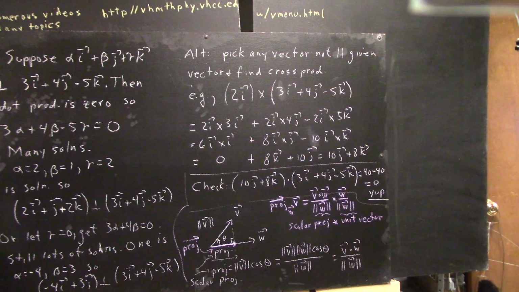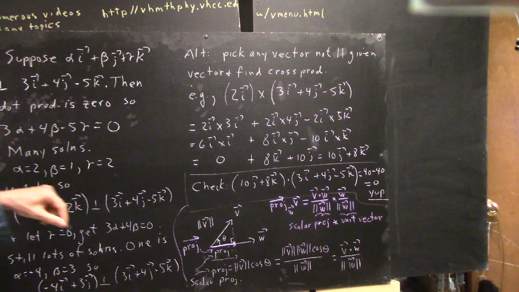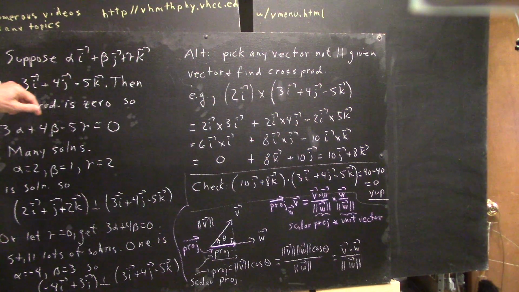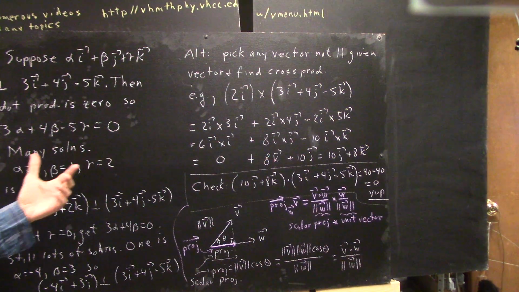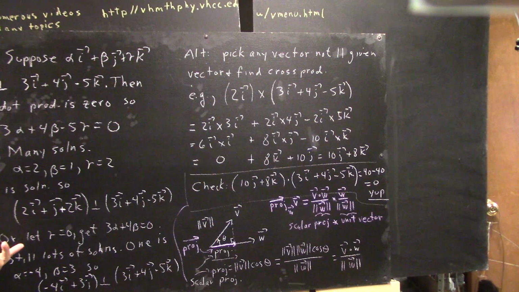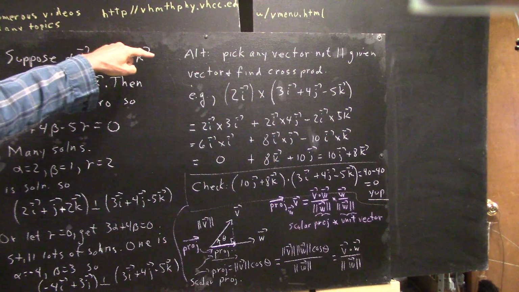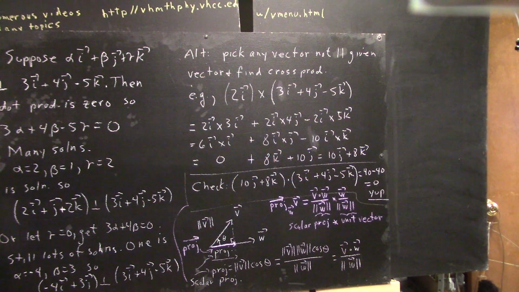Now, how many solutions are there to this equation? A solution consists of values of alpha, beta, and gamma that make this equation true. Certainly it's true if alpha, beta, and gamma are all equal to 0, but that isn't helpful because that just gives you the 0 vector. We need a non-zero vector that's perpendicular to this vector. Well, there are still many solutions. There are infinitely many solutions.